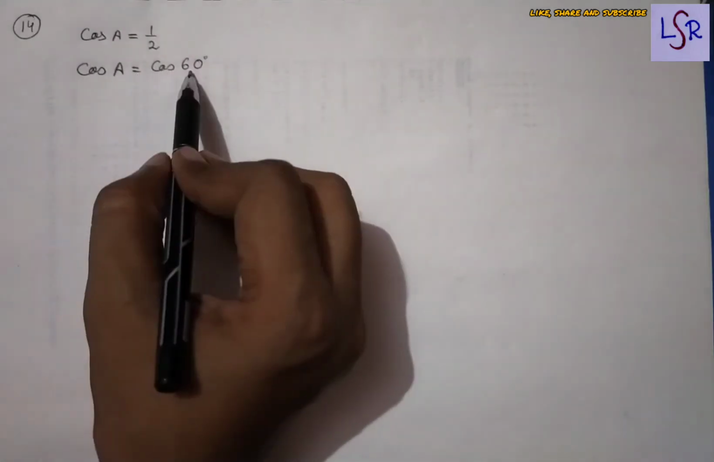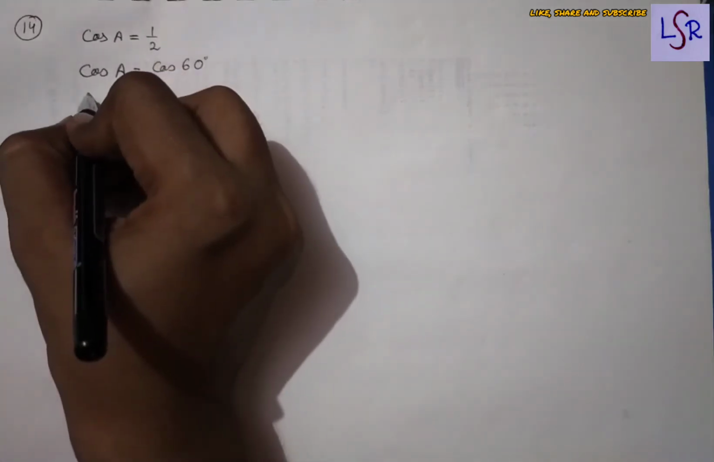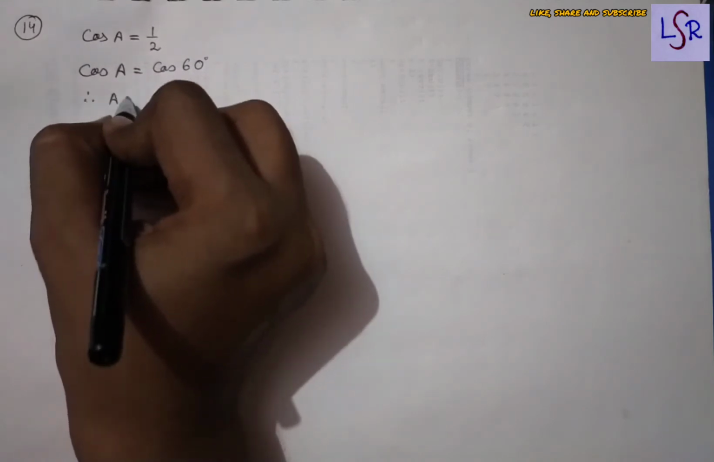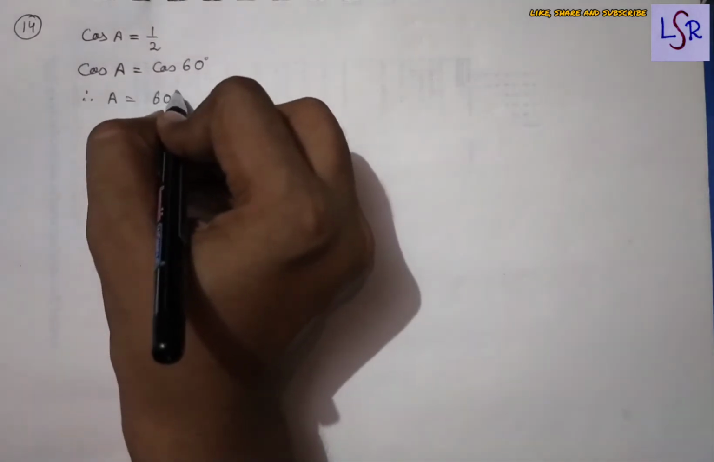Here we have cos A equals 1 by 2. We can do this question by the method we were using till now, but as 1 by 2 is the value for a standard angle, we can use that method also. As 1 by 2 is equal to cos 60 degree, we have replaced 1 by 2 by cos 60, and now as cos A equals cos 60, therefore A equals 60 degree.